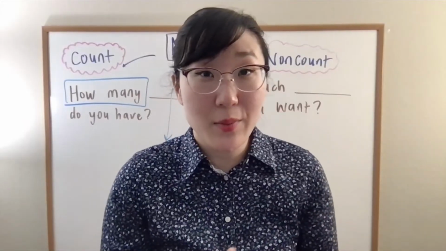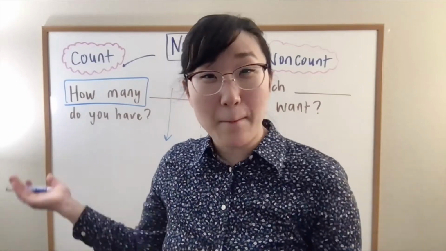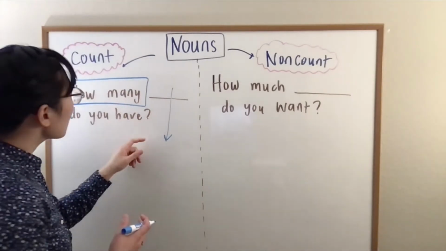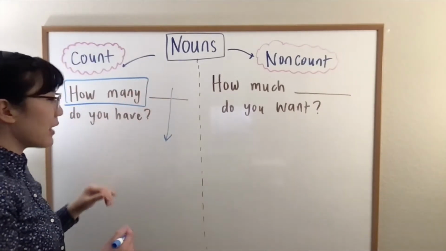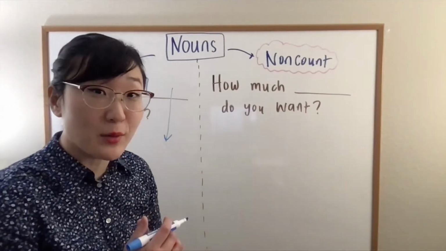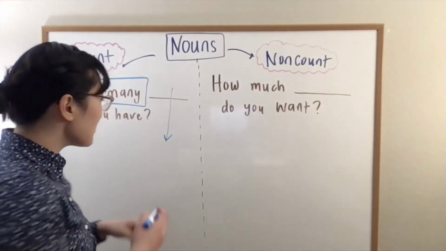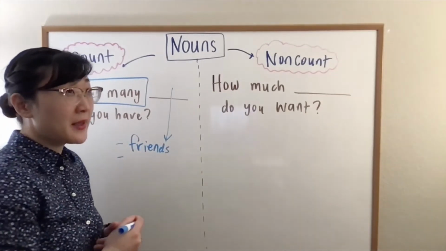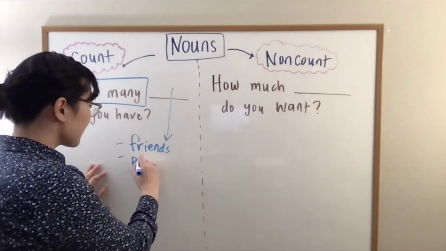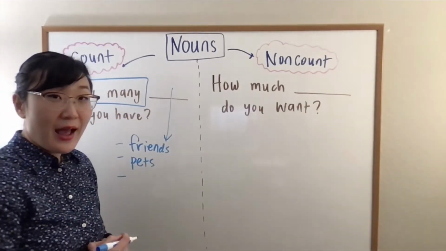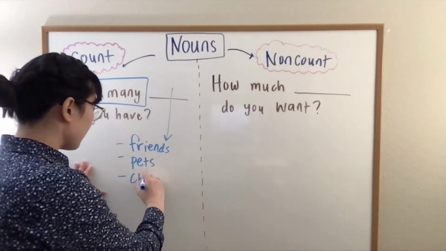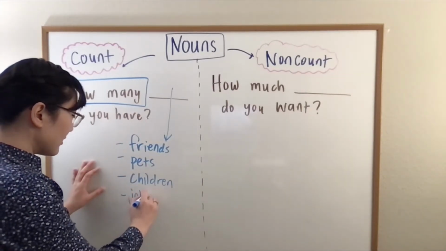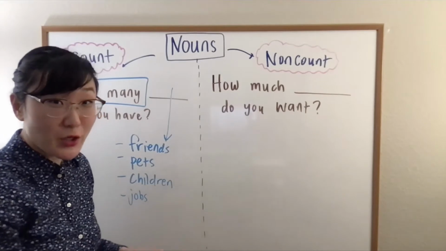So now let's talk about the questions. How do we use how many and how much? How many is used for countable nouns. So how many something do you have? Can you give me an example of a countable noun? Maybe how many friends do you have? How many pets? Dogs, cats, animals. How many children do you have? How many jobs do you have? Some of my students have many jobs.